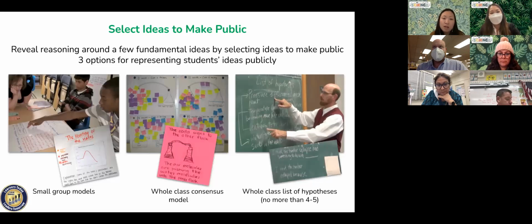So the gallery walk is just one way of doing that. We could invite students to model in small groups and then go into the gallery walks. We could instead invite them to create a whole class consensus model with us, the teacher. Or, although this one doesn't really tap into modeling as much, we could even start with generating a class list, a whole class list of hypotheses.